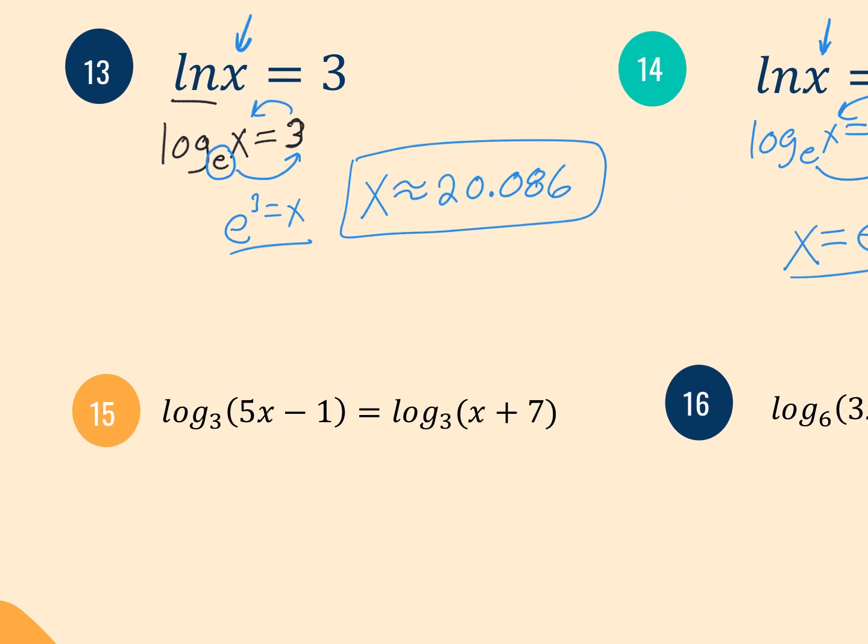If you look at something like number 15, you're probably like, okay, I see 2 logs here. How am I going to convert it to exponential? You don't need to convert it to exponential, because you should notice that there's the same exact log on both sides. It's a log base 3 and a log base 3. Just like with exponents, if you have the same base in a log, you can simply cross it out, and then you're left with whatever is on the inside. So I get 5x minus 1 equals x plus 7. Then you solve this like any other linear equation. Subtract x, add 1, and then you get 4x equals 8.